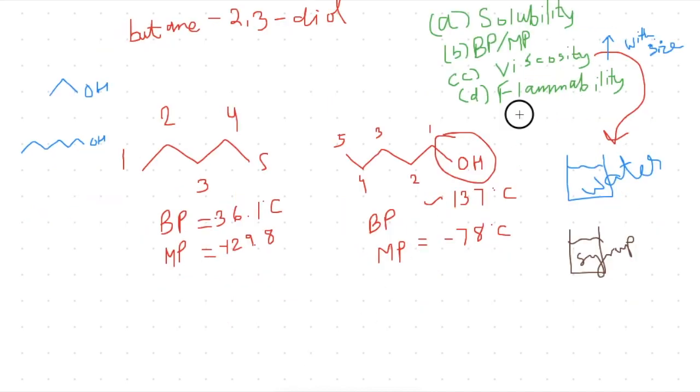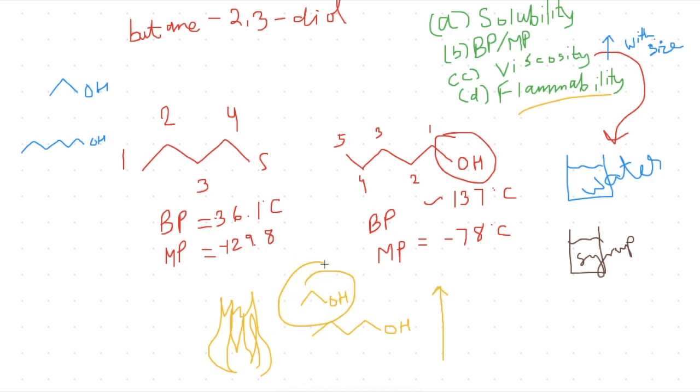Lastly, the flammability of alcohols. Flammability is the ability of a chemical to burn or ignite. The flammability of an alcohol increases with a smaller molecule because there are less covalent bonds to break in order to burn it. So the smaller the molecule, the more flammable.